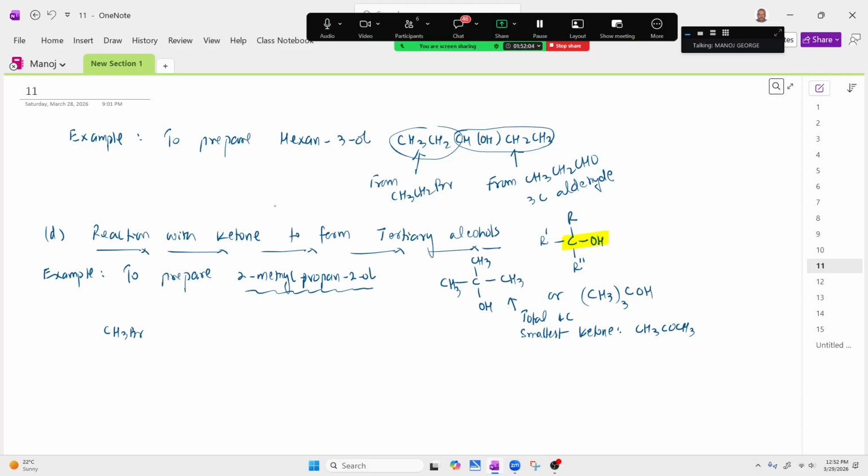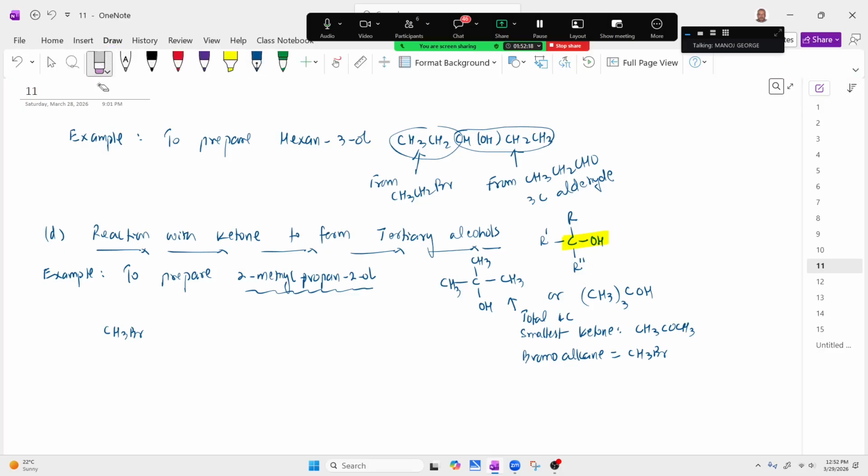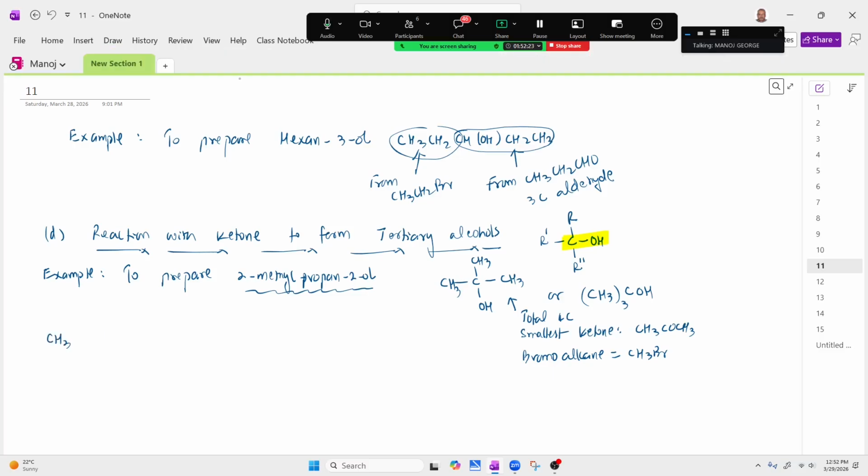Okay. So that means my bromoalkane has to be the CH3Br. So now it's easy. You just have to finish off the reactions then. So I'm going to start with CH3Br and first of all convert this into my Grignard reagent. So that changes into CH3MgBr, and now I need my ketone.